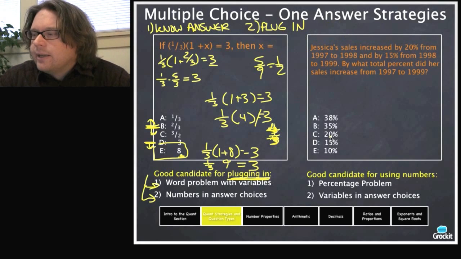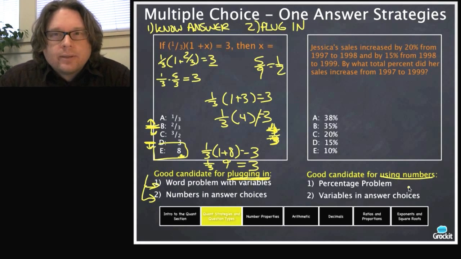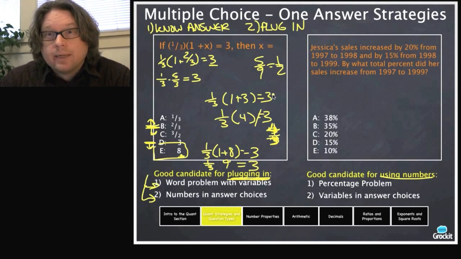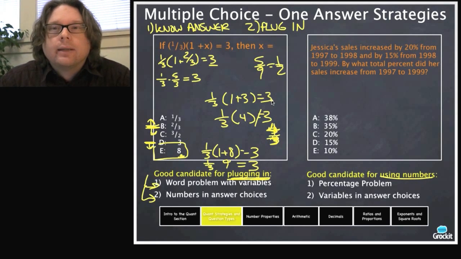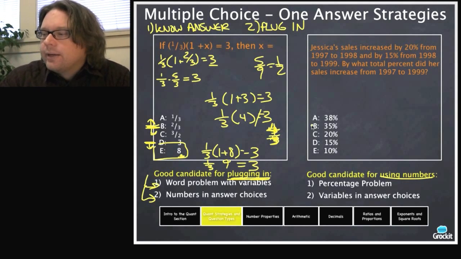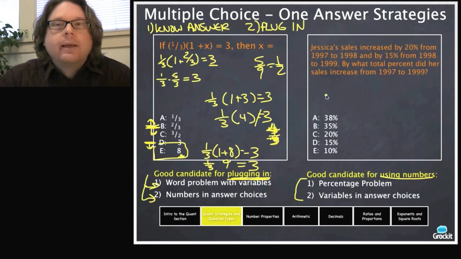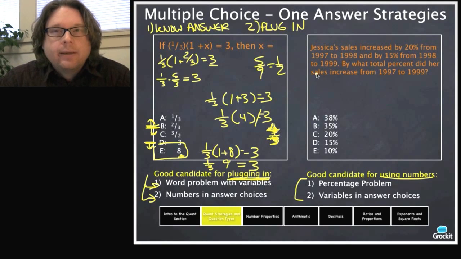So the other strategy here is using numbers. So you don't have to do every problem algebraically. Sometimes you can actually just magic up some numbers that work for the problem. And sometimes there's really good ones to choose where it really is easier to do it this way. So an example here, when you have a percentage problem in particular, or variables in the answer choices and in the original problem, picking numbers for them can make a big difference.